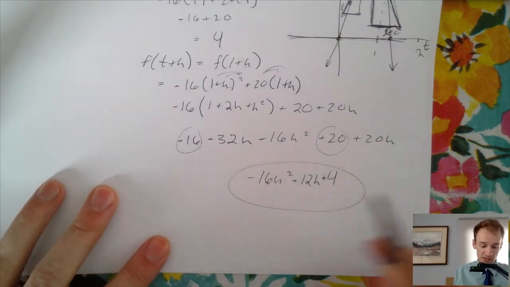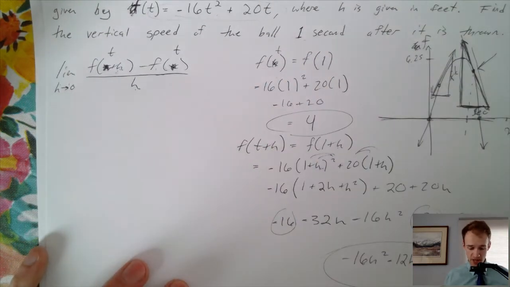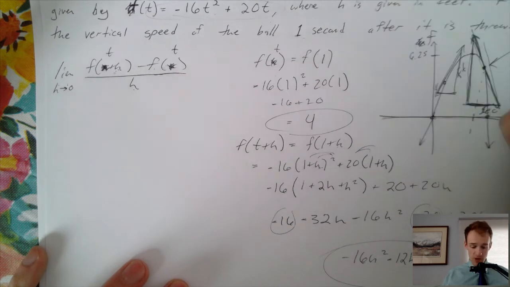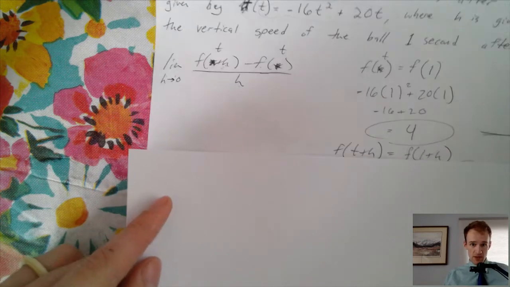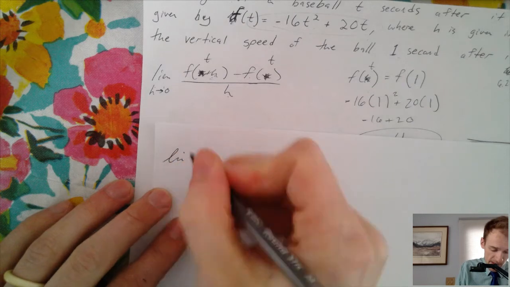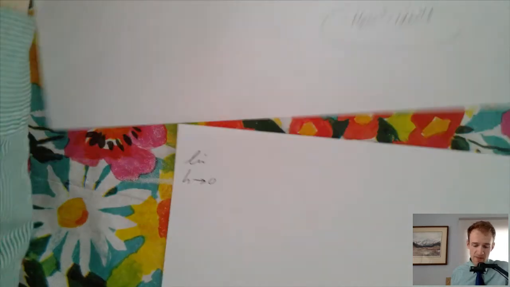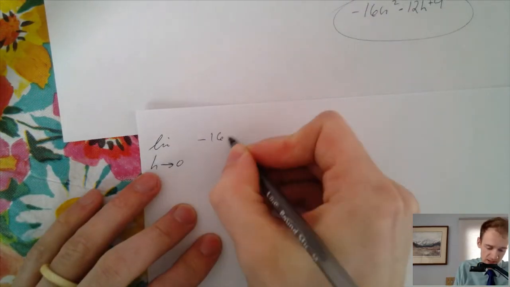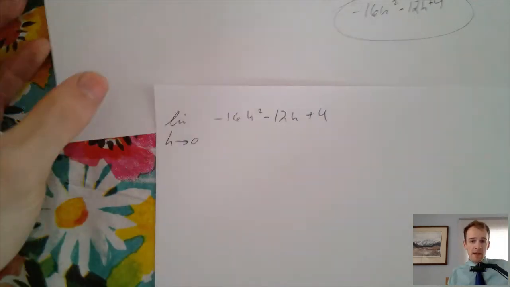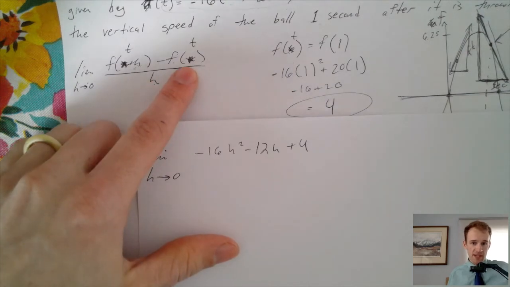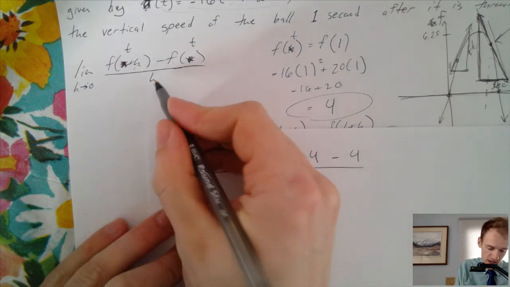So I'll take f of t plus h, and I'll take f of t, and we'll put those in here. Let's see, am I going to have enough space on this page? Probably not. Let's go to a new page here. So I have the limit as h approaches 0 of f of t plus h. What's that again? Negative 16h squared minus 12h plus 4, minus f of t, which we figured out is 4, so minus 4, all over h.